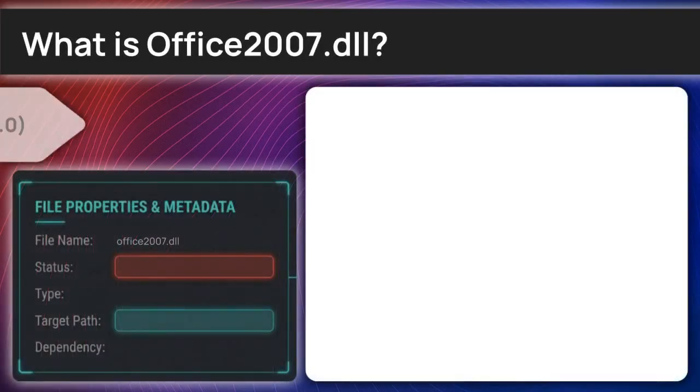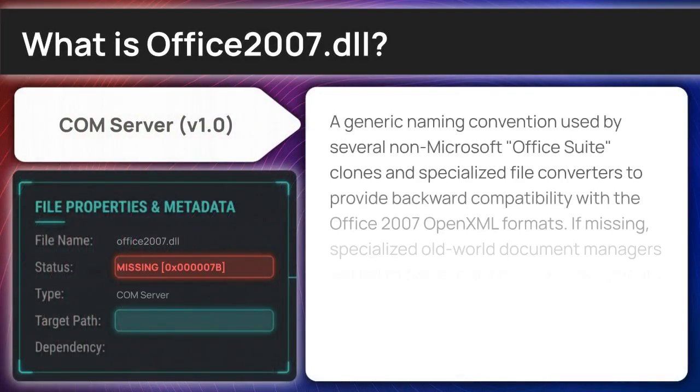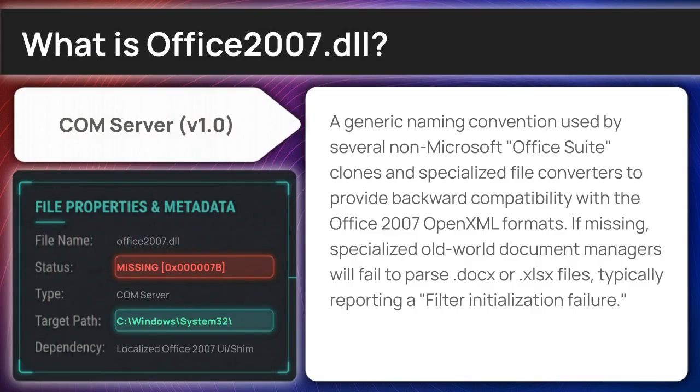This is the Office 2007 Library, a generic naming convention used by several non-Microsoft Office suite clones and specialized file converters to provide backward compatibility with the Office 2007 OpenXML formats. If missing, specialized old-world document managers will fail to parse .docx or .xlsx files, typically reporting a filter initialization failure.